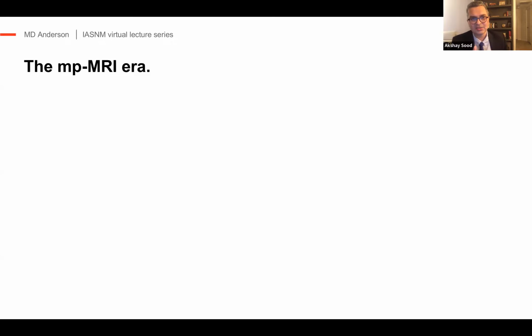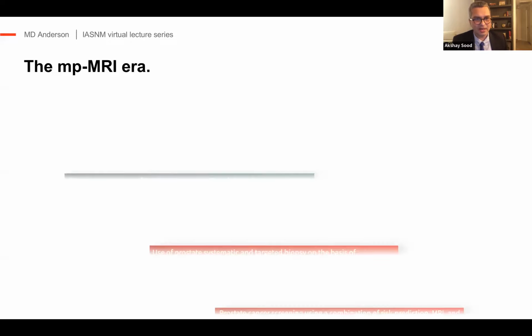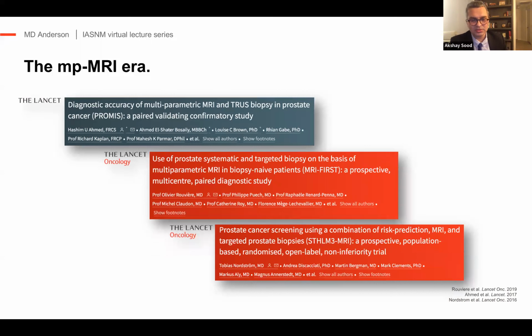So as you guys have been at the forefront of leading the imaging revolution in prostate cancer management, multiparametric MRI has really changed how we diagnose and manage prostate cancer now. And these are, in my mind, the 3 landmark papers that have come out in the last decade that have really changed how we manage prostate cancer. We know the paper by Ahmed et al., the PROMISE trial, and I will discuss those results in the next slide.